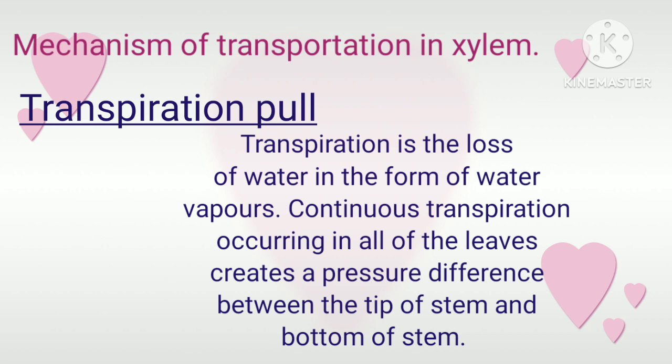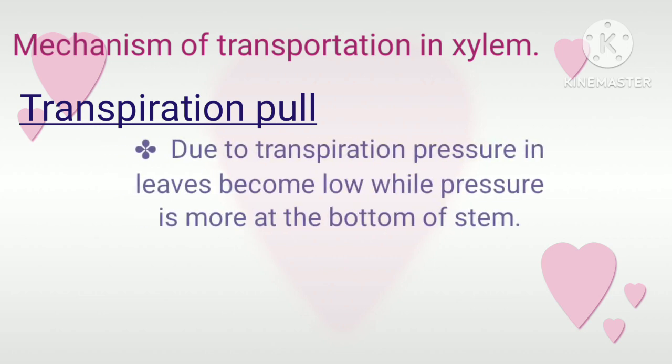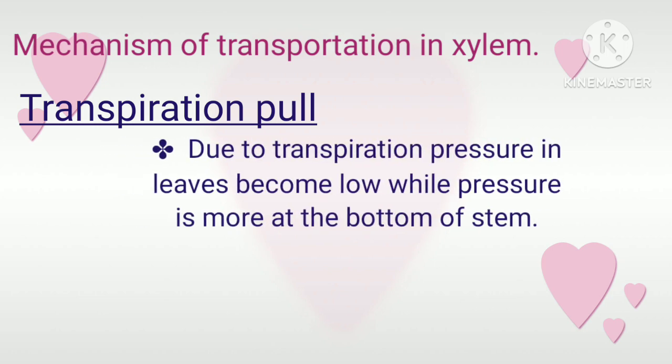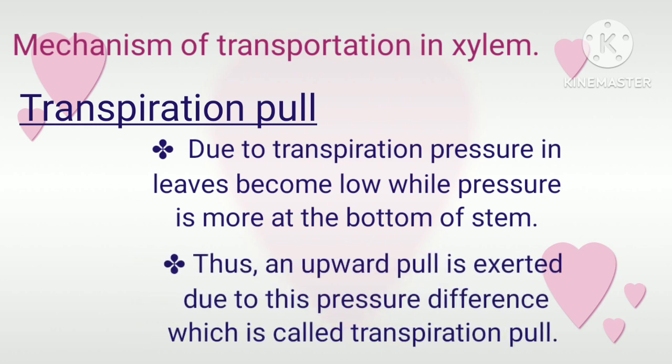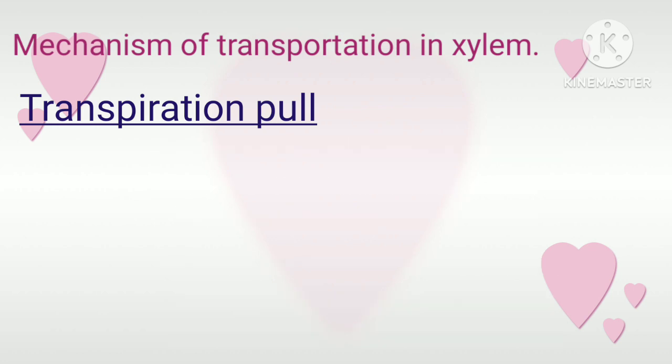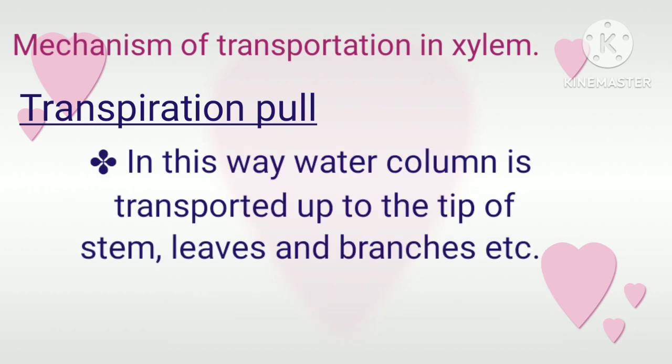Continuous transpiration occurring in all of the leaves creates a pressure difference between the tip of the stem and the bottom of the stem. Due to transpiration, pressure in leaves becomes low while pressure is more at the bottom of the stem. Thus, an upward pull is exerted due to this pressure difference, which is called transpiration pull. In this way, the water column is transported up to the tip of stem, leaves and branches, etc.